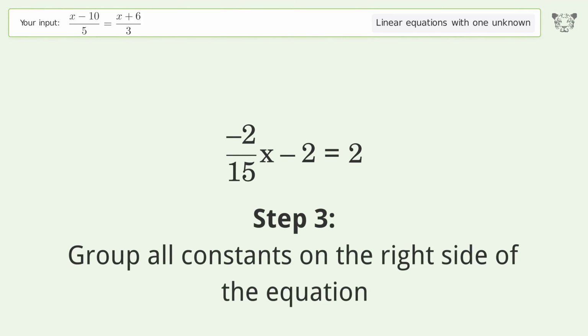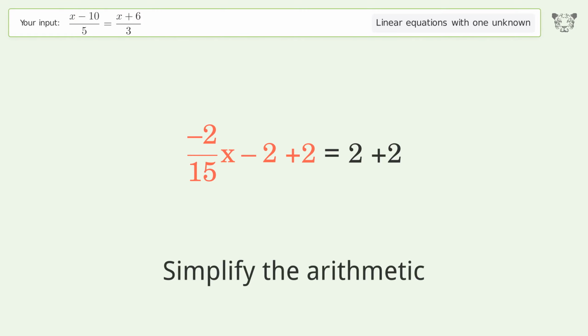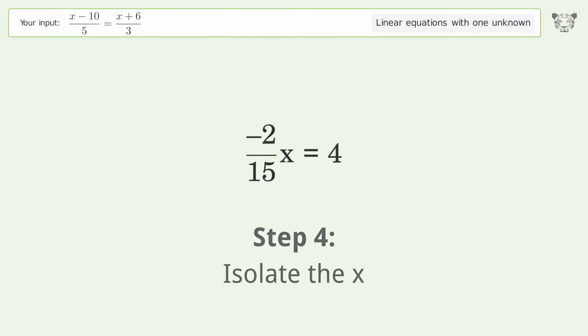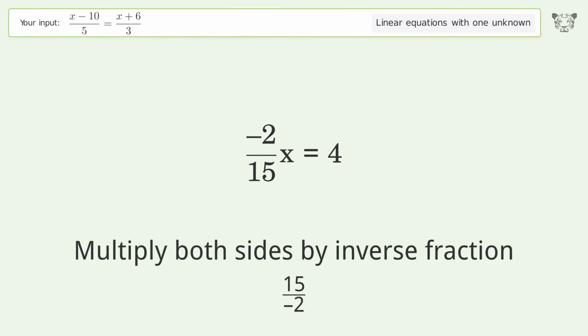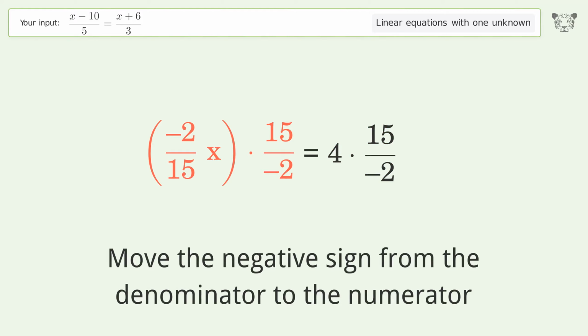Group all constants on the right side of the equation. Add 2 to both sides. Simplify the arithmetic. Isolate the x. Multiply both sides by inverse fraction 15/2. Move the negative sign from the denominator to the numerator.